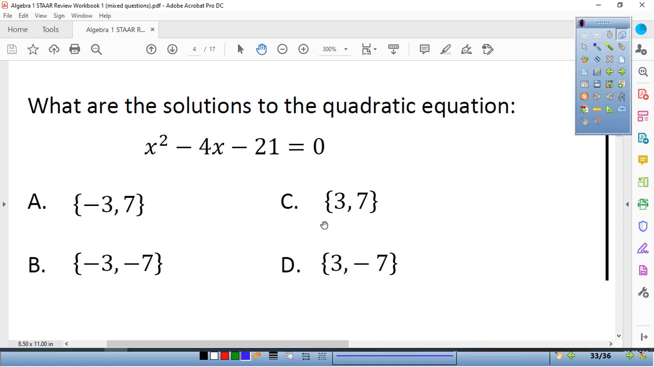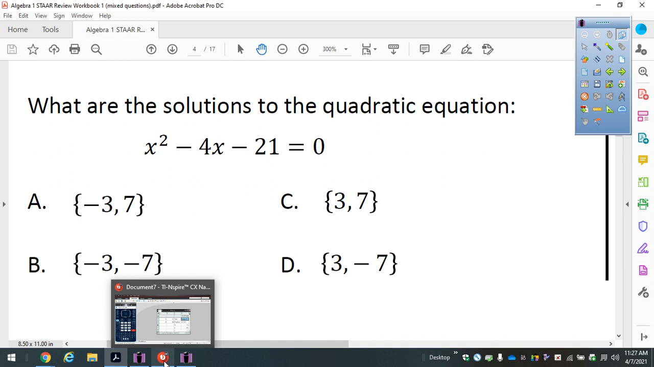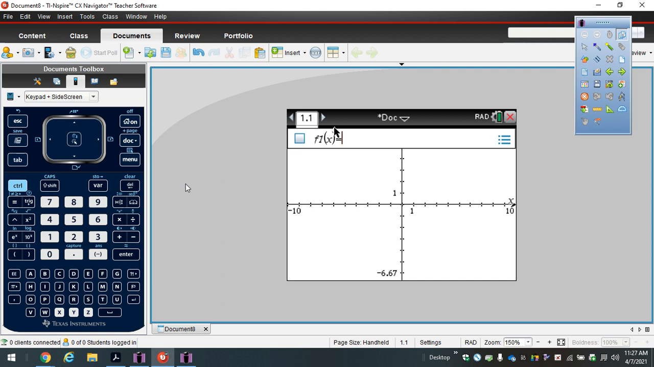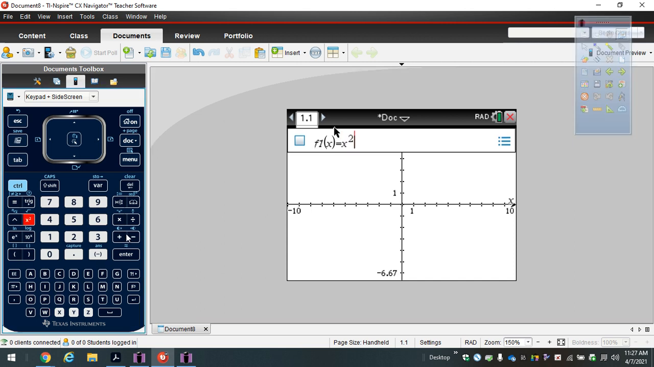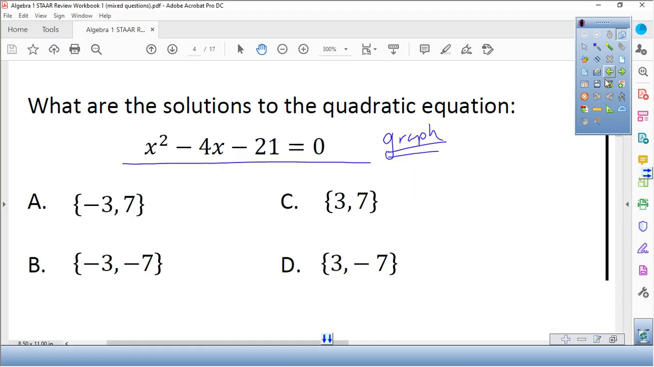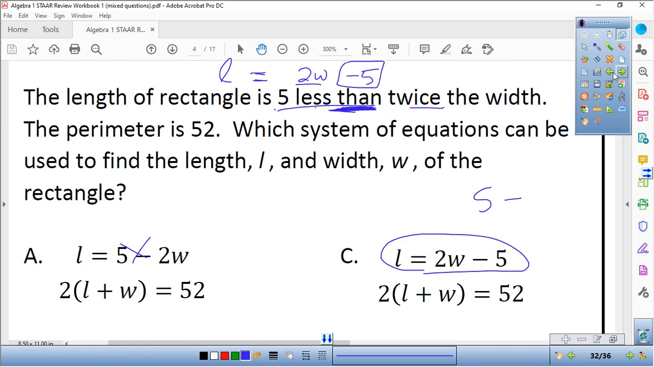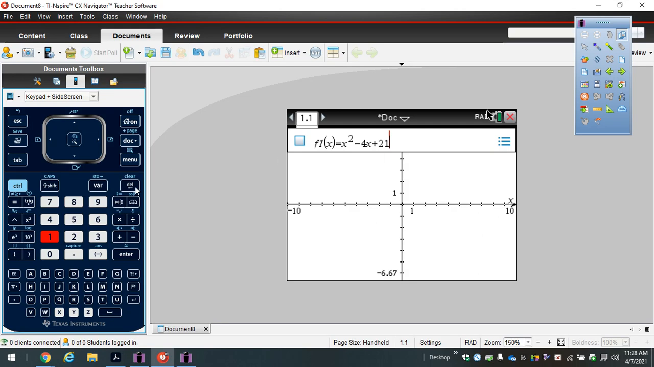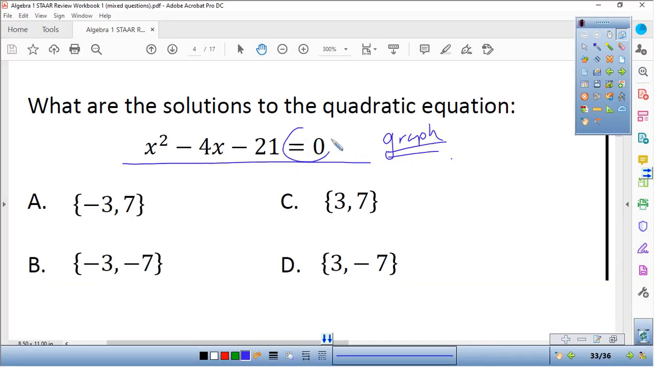So you come out here, turn the calculator on. I'm going to go x squared minus 4x minus 5. Graph. X squared minus 4x, I think plus 21. Oh, minus 21. X squared minus 4x minus 21. Okay, if you look at what I put here, guys, I did not put the y stuff. This is me saying that y is equal to 0.